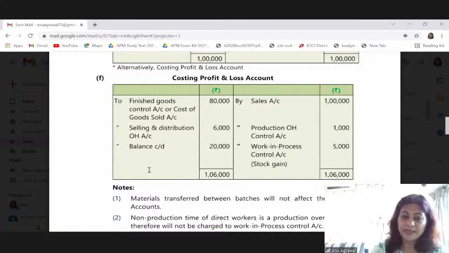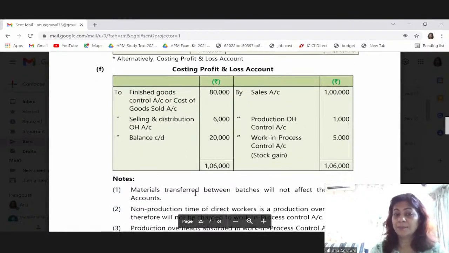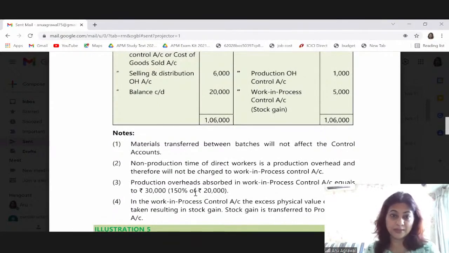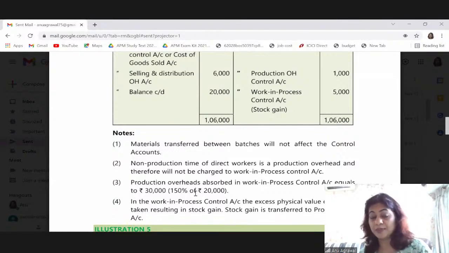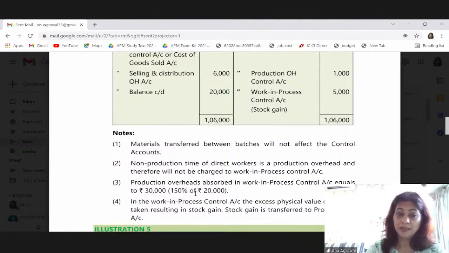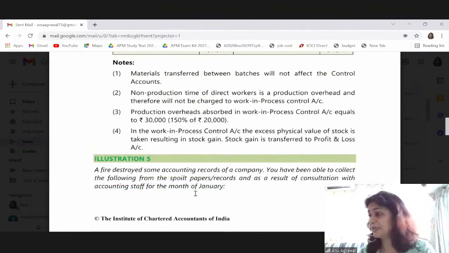So the Institute has very clearly given certain notes. Materials transferred from one batch to another batch will not affect, because that is a transfer between one job to another job. Non-production is a production overhead, so it is transferred to production overhead, not transferred to WIP control account. Am I very sound and clear? Okay. So now let me look at the doubts.